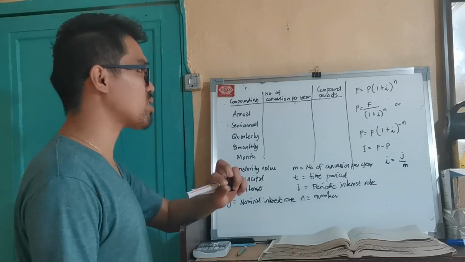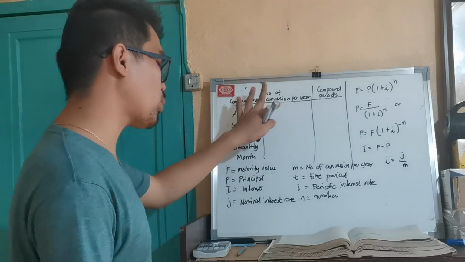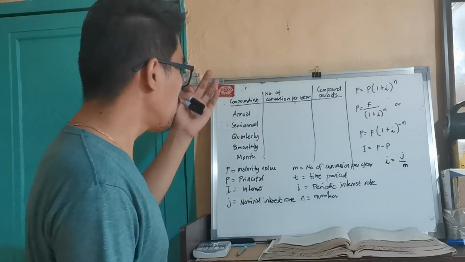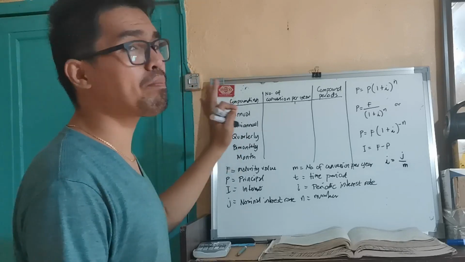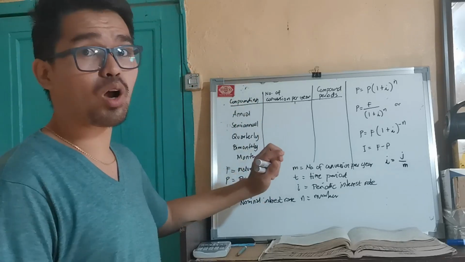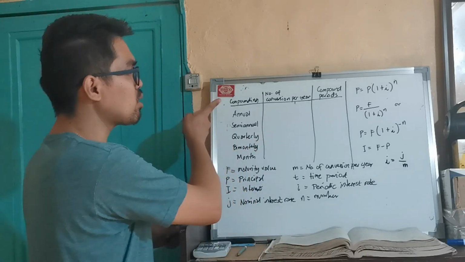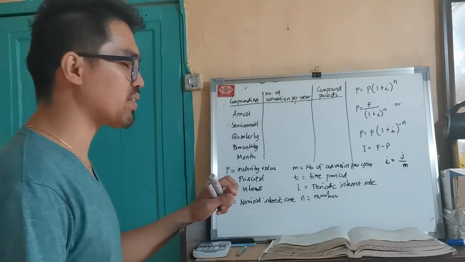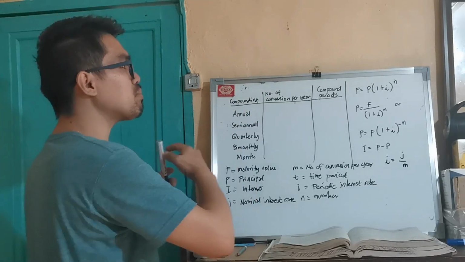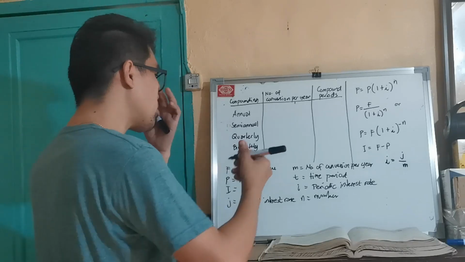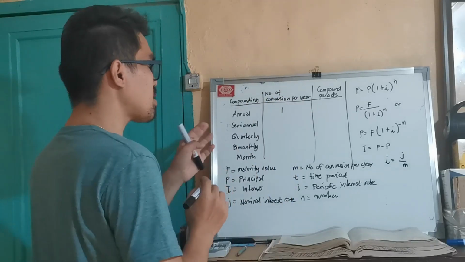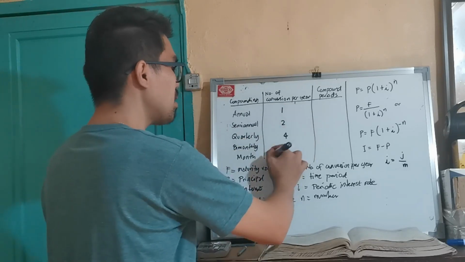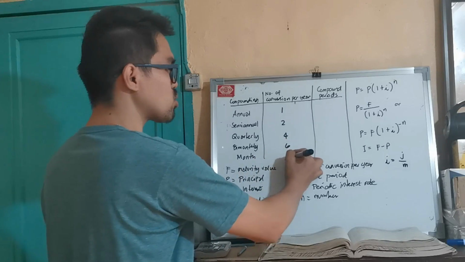Now let us look at the situation here. First, let me just introduce to you the compounding frequency and periods. This is the common one, but of course there are still other compounding frequencies. Okay, we have the compounding period: annual, semi-annual, quarterly, bi-monthly, and monthly. And then the number of conversions per year: annually is equivalent to 1, semi-annual is 2, twice a year, quarterly is 4, bi-monthly is 6, and monthly, of course, is 12.